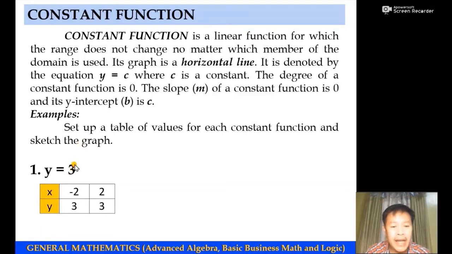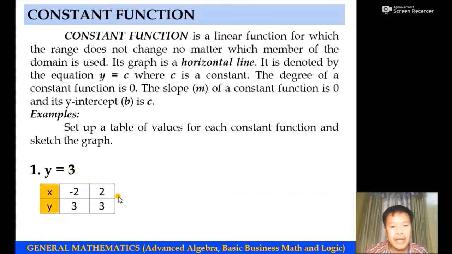It means that for any value of x assigned to it, the value of y remains constant, remains fixed at a given value of 3. That is why if x is equal to 2, our y is also 3. Now, how about if our x is 1 million? Our y is also 3. If x is equal to negative 200, our y is also 3.